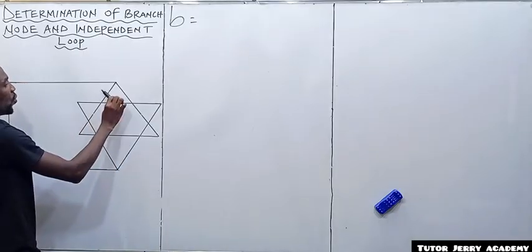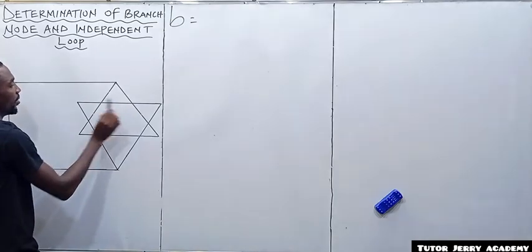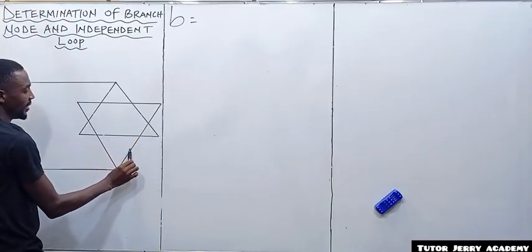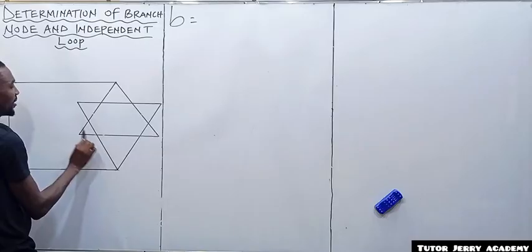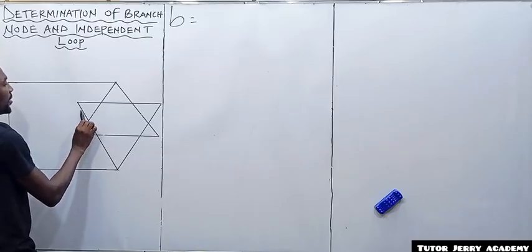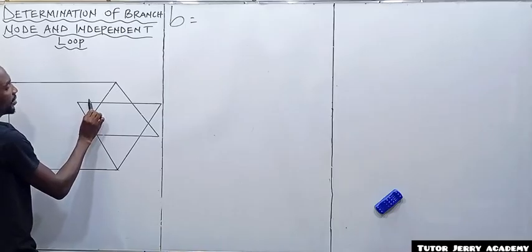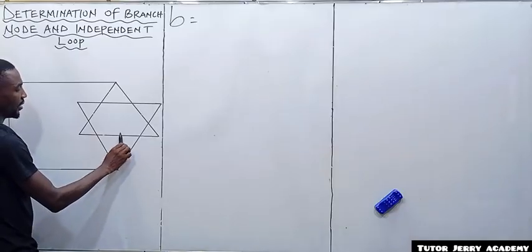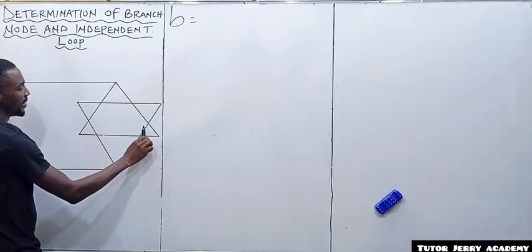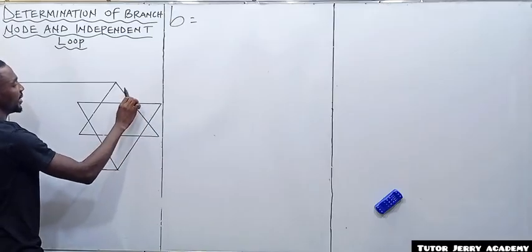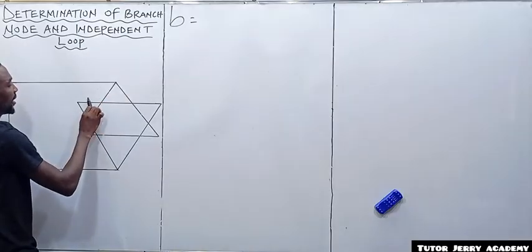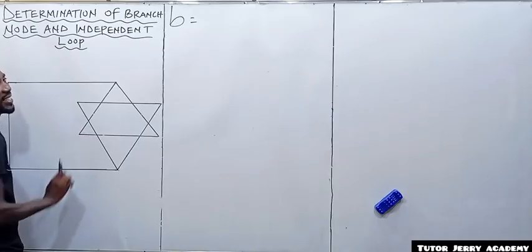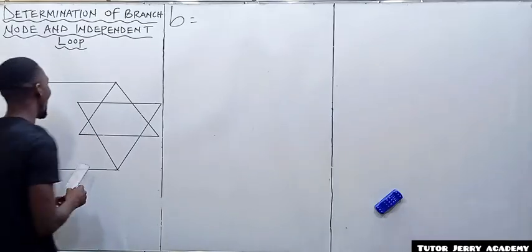All right, so let's count: 1, 2, 3, 4, 5, 6, 7, 8, 9, 10, 11, 12, 13, 14, 15, 16, 17. Oh, sorry, let's count again. 1, 2, 3, 4, 5, 6, 7, 8, 9, 10, 11, 12, 13, 14, 15, 16, 17, 18. Now we are having 18.